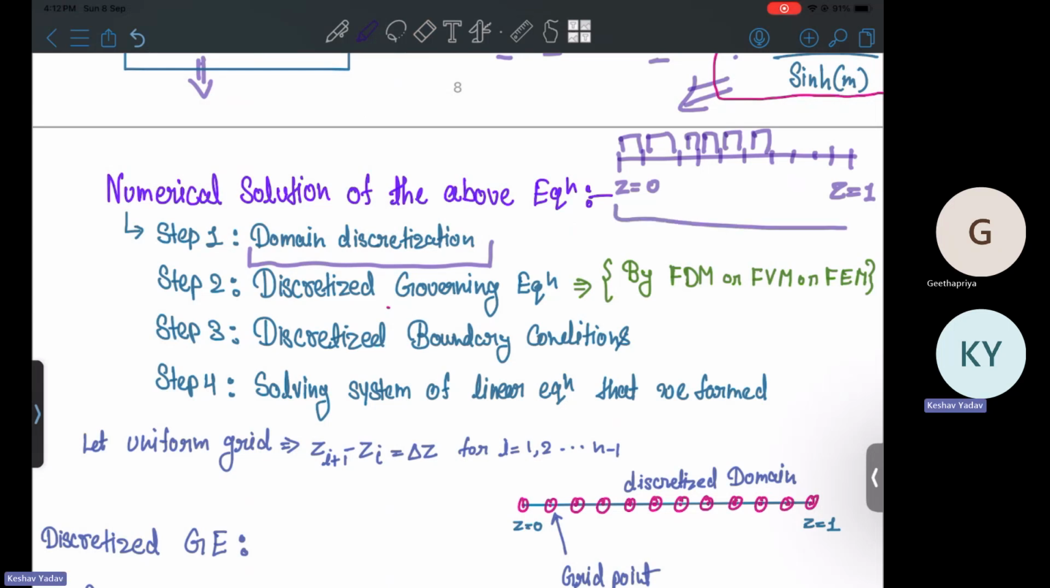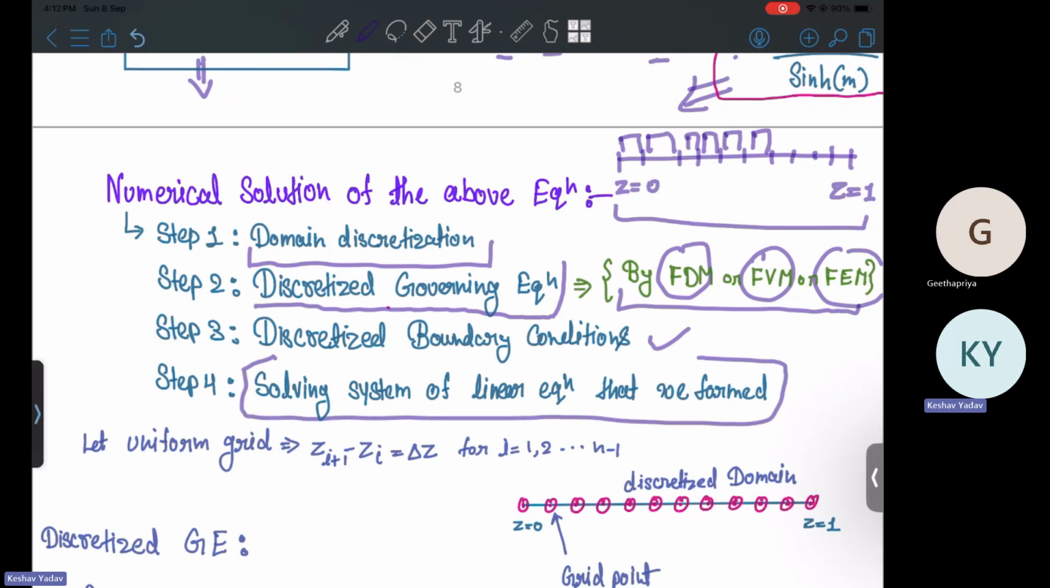Once I discretize the domain, I will find the discretized differential equation, by using either the finite difference method, finite volume method, or finite element method. Here we will use the finite difference method to discretize the governing equation. Once we discretize the governing equation, we will find the boundary conditions in discretized form. Then, once we have all three steps, we will solve the system of linear equations that we get after steps 1, 2, 3 by using linear solvers.